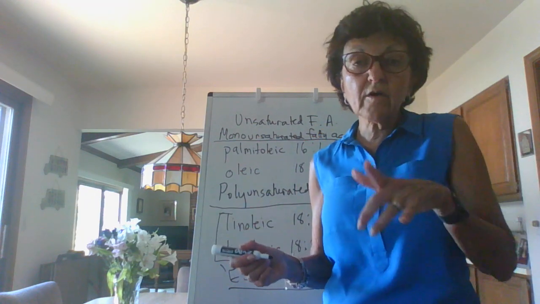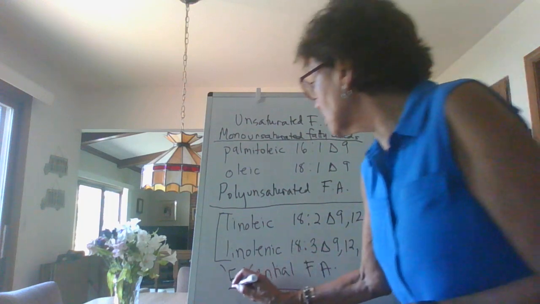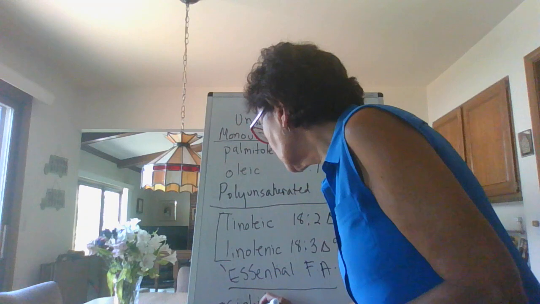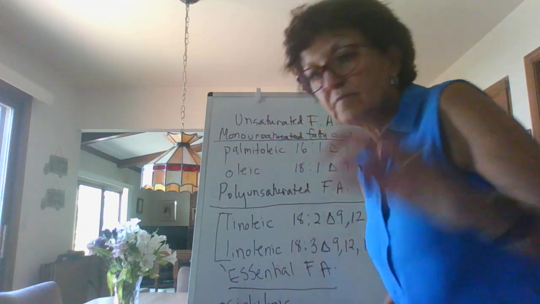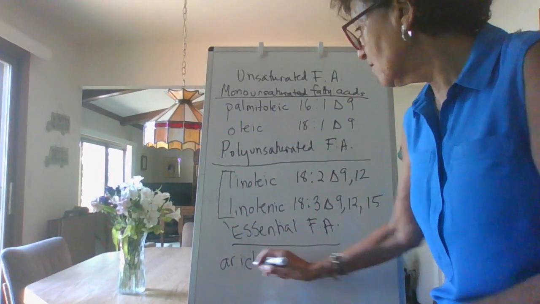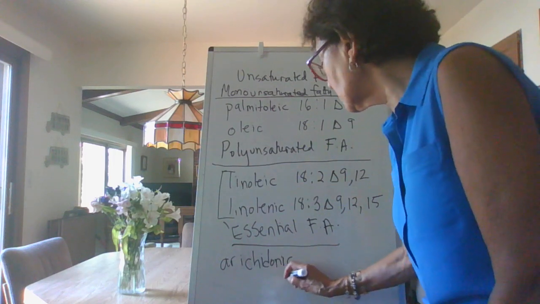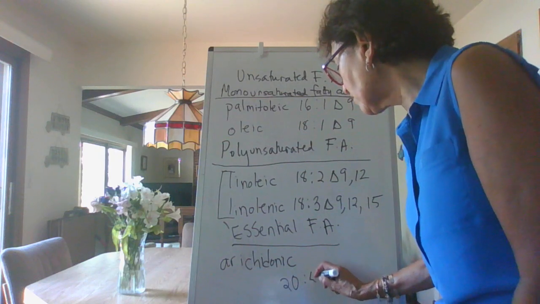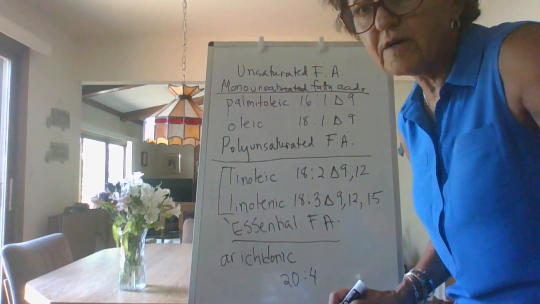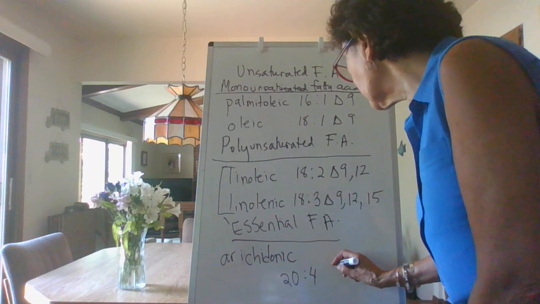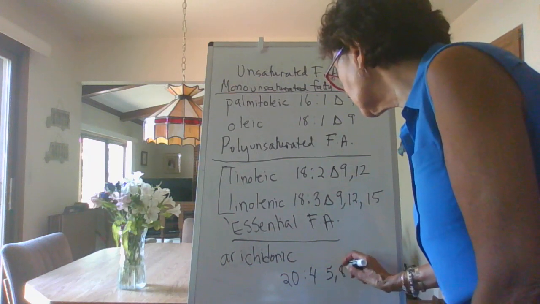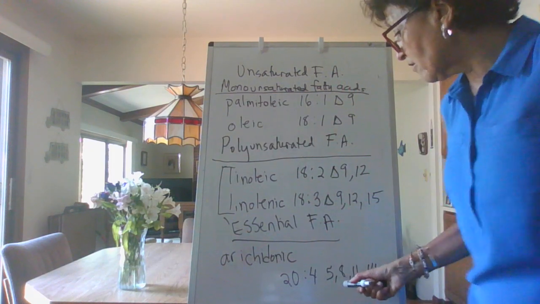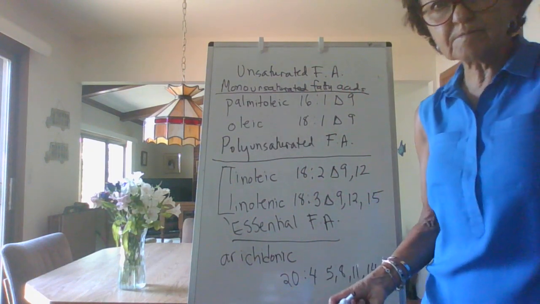All right, there's one more polyunsaturated fatty acid that I want you guys to know, and that is arachidonic acid. Okay, hopefully you could see this. Arachidonic acid. And this one has 20 carbons, colon 4 double bonds, all right? And it's at 5, 8, 11, and 14. So the double bonds are at carbons 5, 8, 11, and 14.